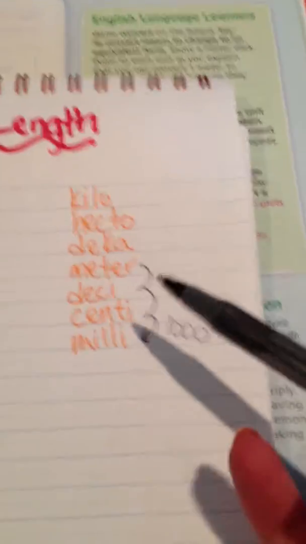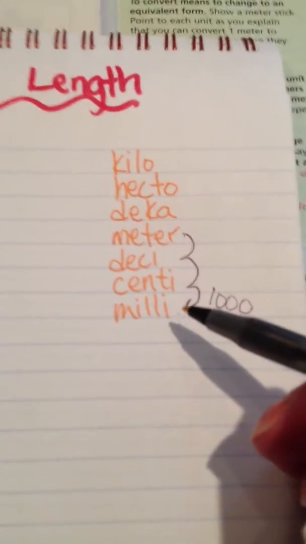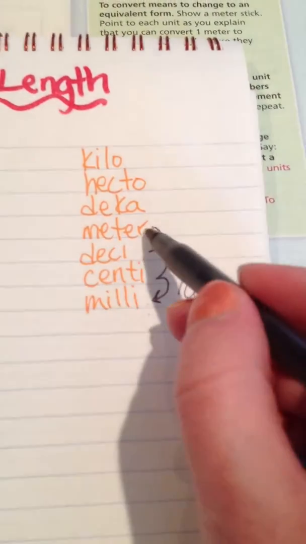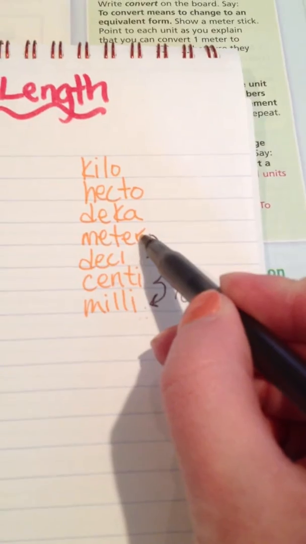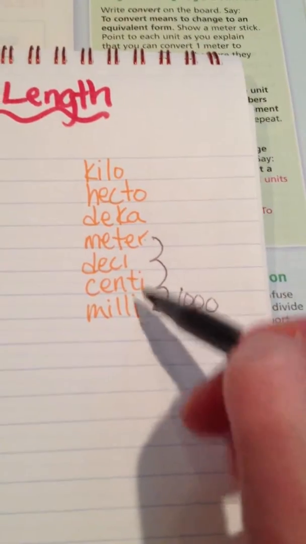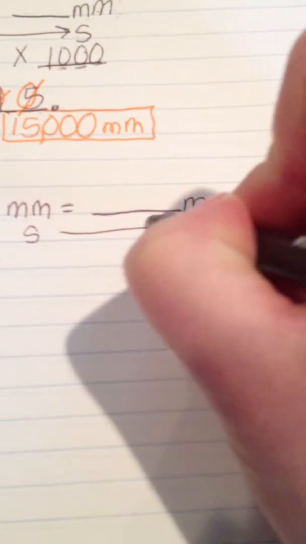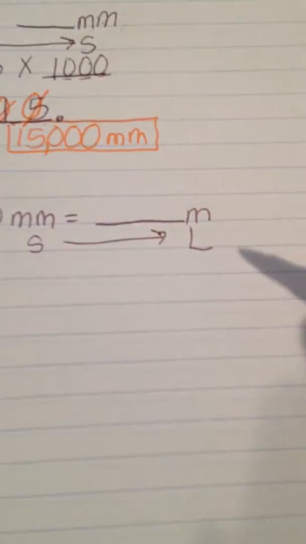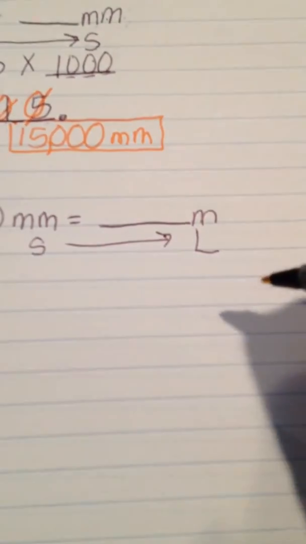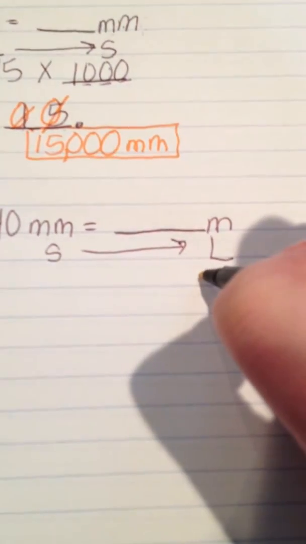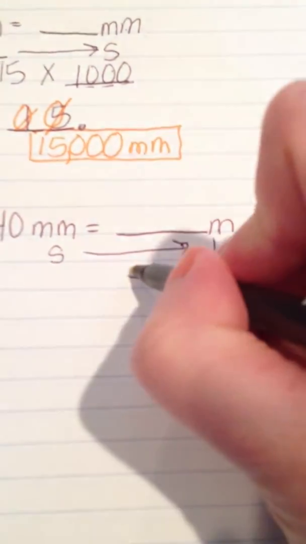So I go back over to my chart, which I have already written, and I find millimeters, which is right here, and meters right here. This time I have milli is smaller than meter. So I write an S because the milli side is smaller, and a large L underneath the meters because meters is larger. Since I'm going from small to large, I'm actually going to be dividing.